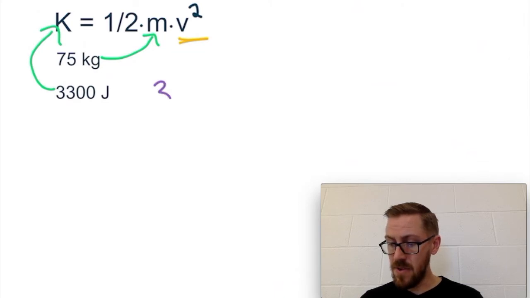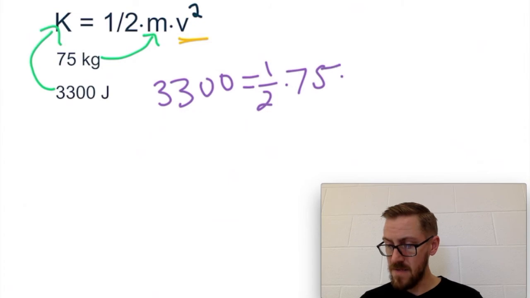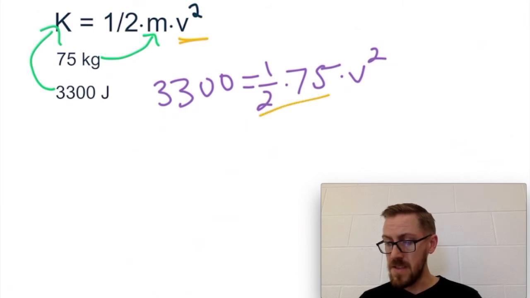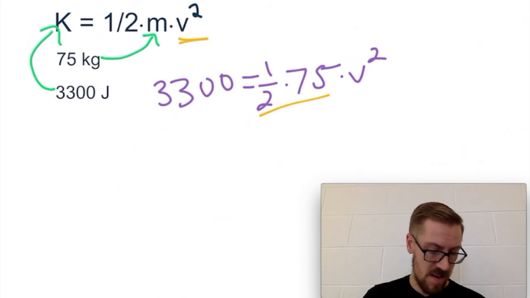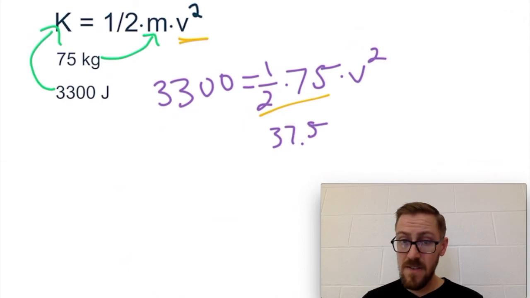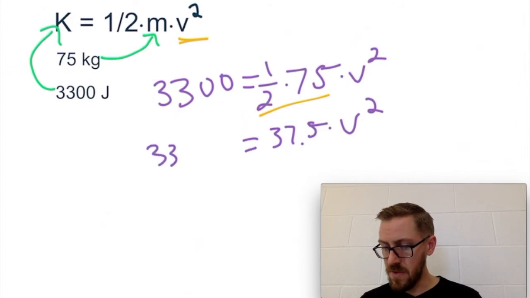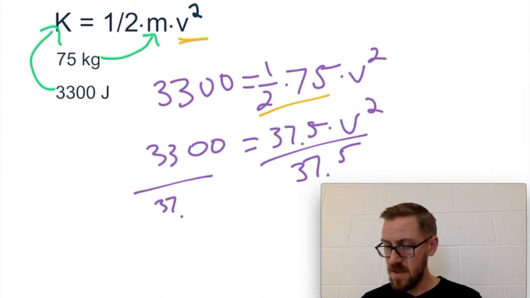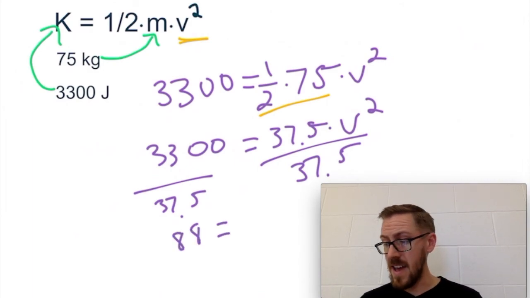So set it up the exact same way. Let's say I have 3,300 equals 1/2 times 75 times V squared. So all I did was replace the variables with numbers that we know. Now I need to combine these like terms right here. So 1/2 times 75 is 37.5, I think, but I'll double check. Yep, 37.5 times V squared equals 3,300. Now I need to get this off, so I divide both sides by 37.5. We get 88 equals, but we're not done yet, V squared.